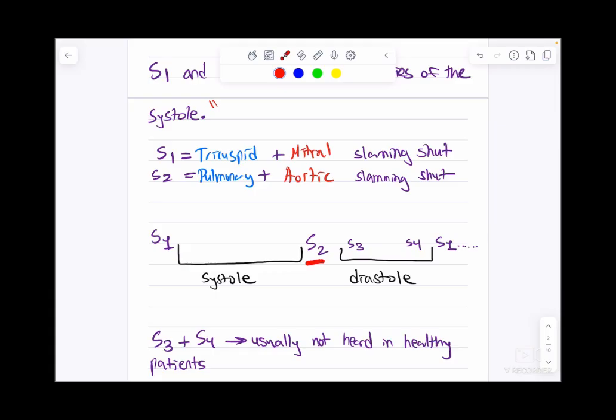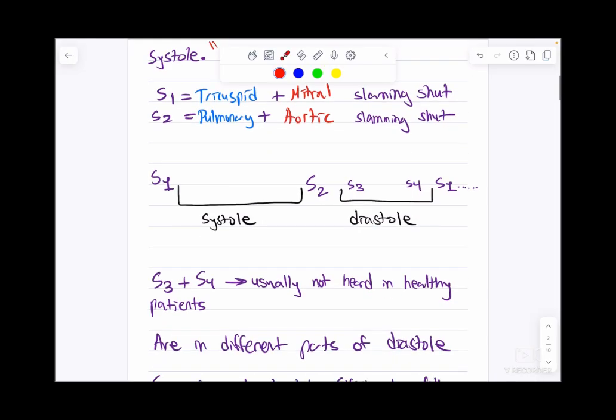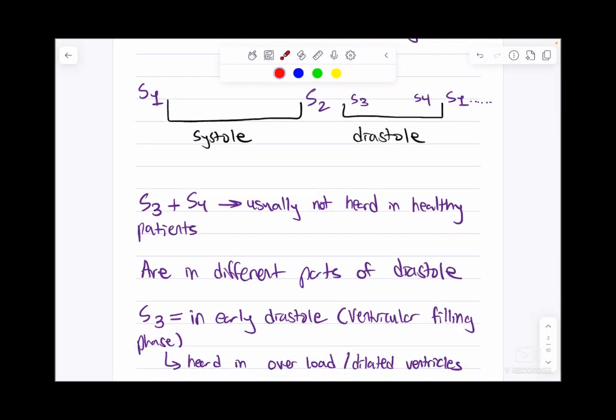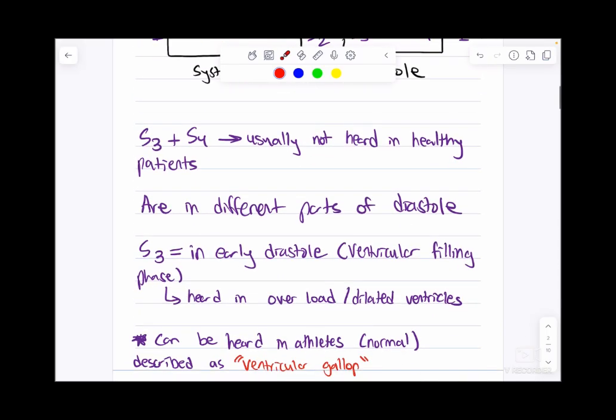of the systole. And we also have something called S3 and S4. And S3 and S4, unlike S1 and S2, don't mark the boundary. They are in the diastole. S3 and S4 are usually not heard in healthy patients. And they are in different parts of the diastole, like I said.